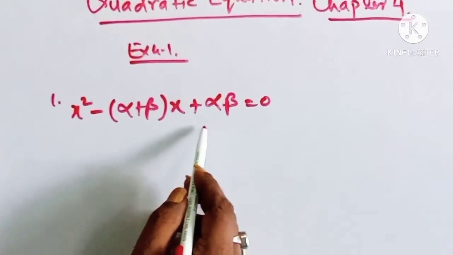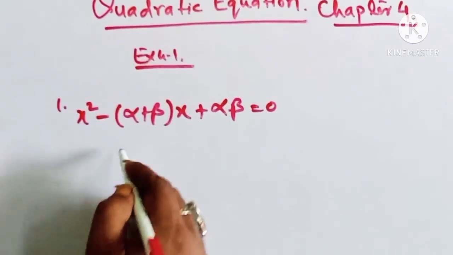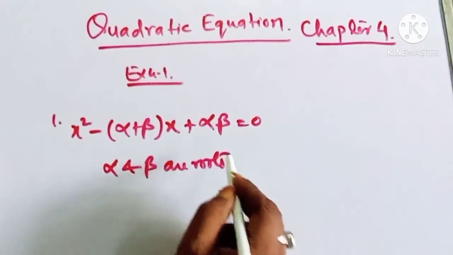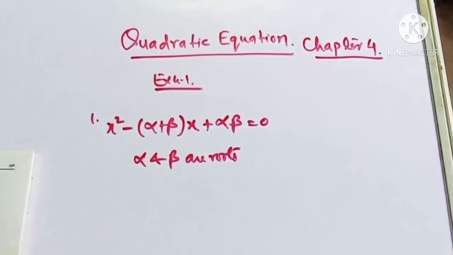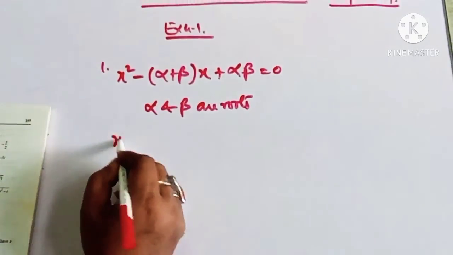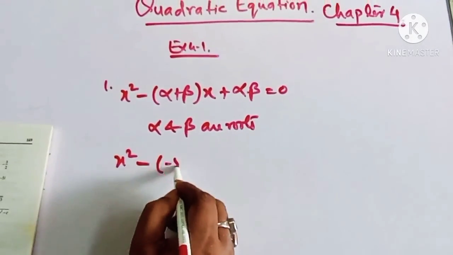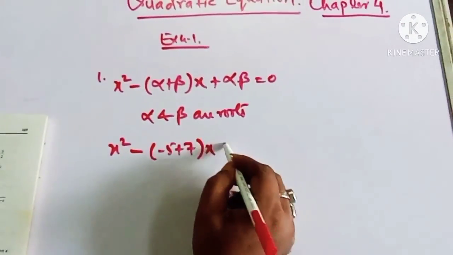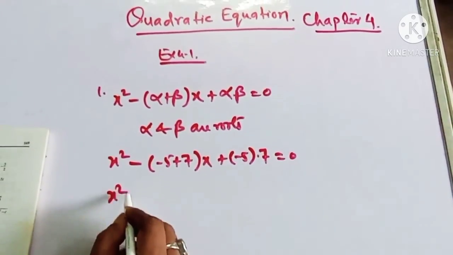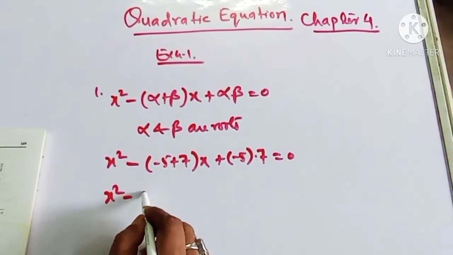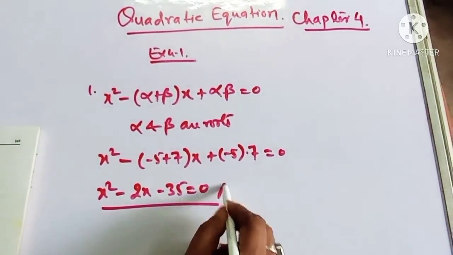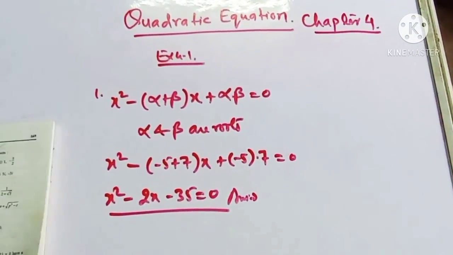So this is the equation. Here alpha and beta are the roots. I am only going to do one for you, the rest you can do yourself. So see, x square minus sum of the roots, that is minus 5 plus 7, into x plus minus 5 into 7 equal to 0. So x square minus 2x minus 35 equal to 0. This is your answer.